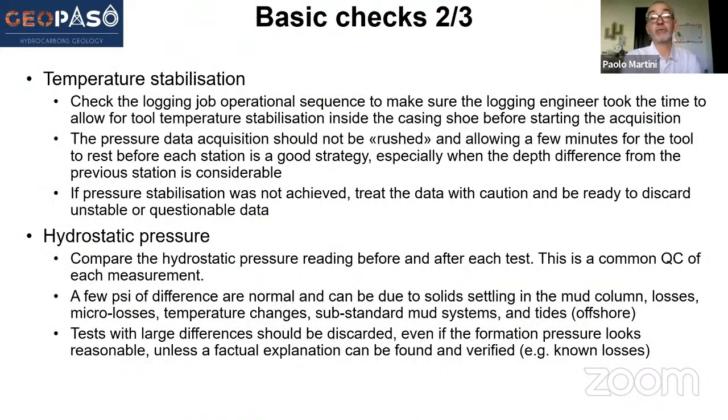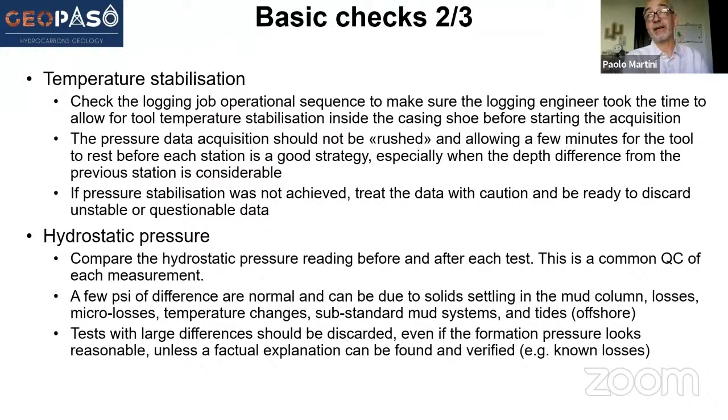Temperature stabilization. Also, if you can put your hands on the operational sequence of the wireline job, check if the engineer took the time to wait a little bit inside the casing shoe with the tool before starting the job, just to allow the tool to acclimatize, let's say. So the temperature of the tool starts to equalize with the temperature of the mud.